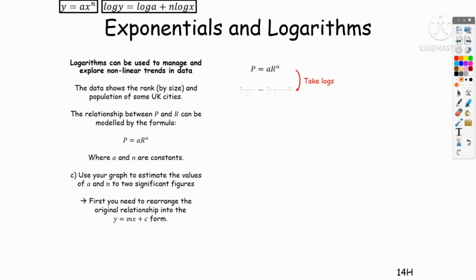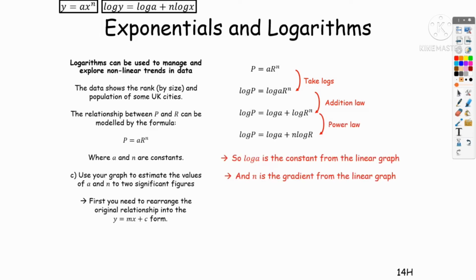So, if we take logs, we get log P equals log A R to the N. Use the addition law to break it apart, and then use the power law to bring the power down. And then the log of A is the constant from the linear graph, and N is the gradient from the linear graph.